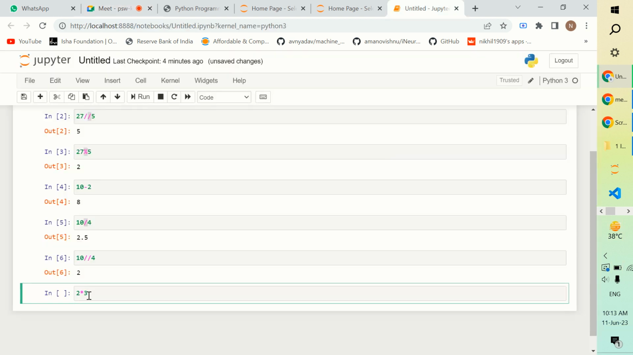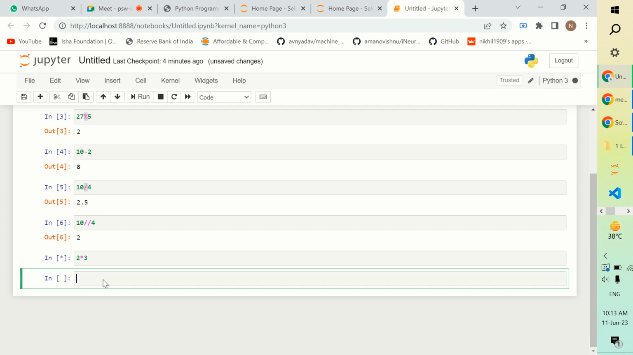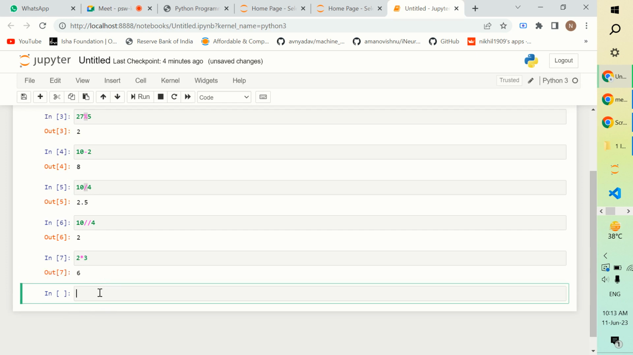Okay, so if you need to multiply two numbers, we will be using star. So 2 times 3 is 6. And if we want to raise a number to another number, we will use this double star. So 2 raised to the power 3 is 8, so we will get 8. Or 3 raised to the power 3 is 27, so we will get 27.